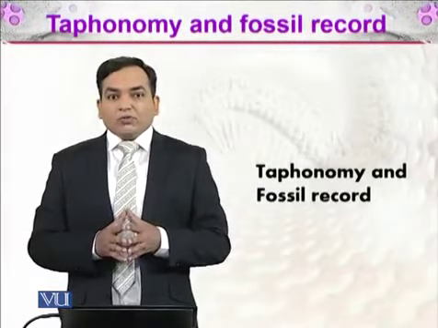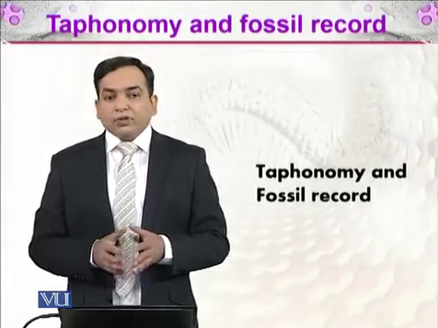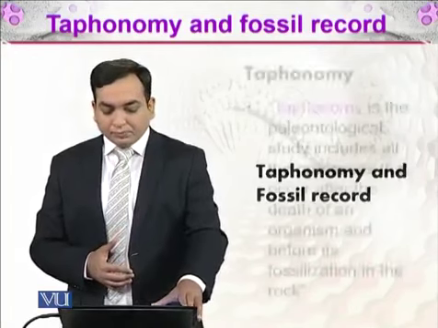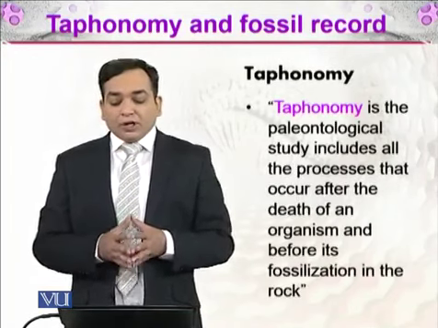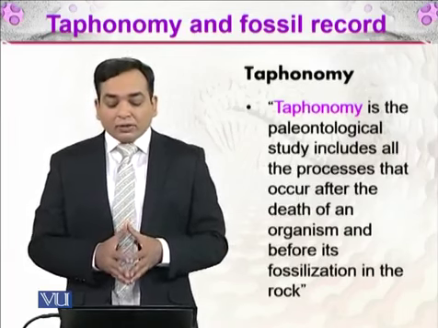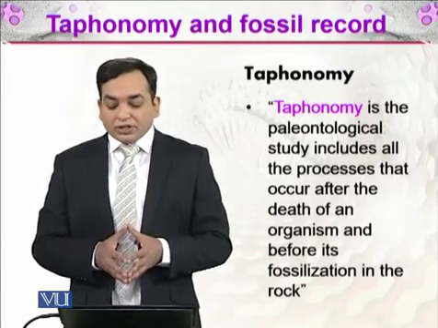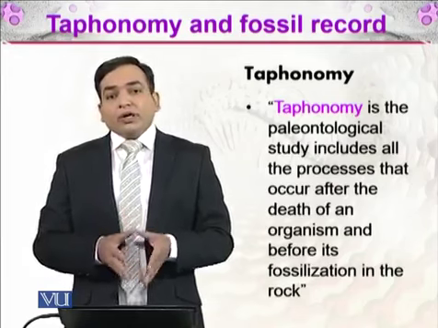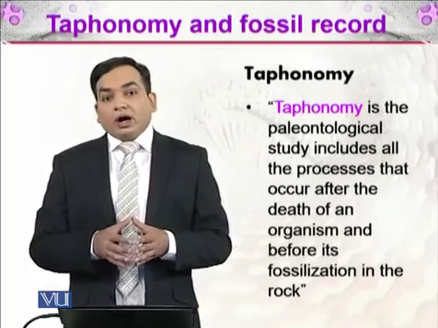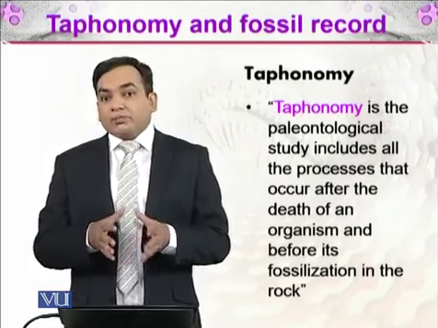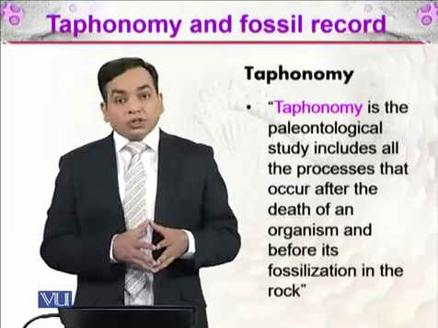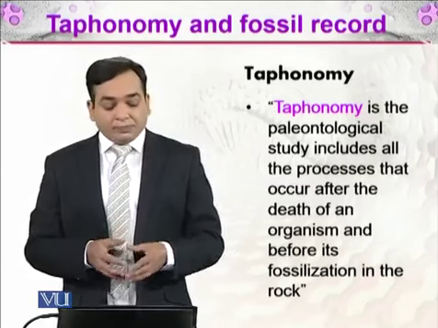Our today's topic is taphonomy and the fossil record, and in that we will be discussing what is taphonomy and what is the fossil record. Taphonomy is the paleontological study that includes all the processes that occur after the death of an organism and before its fossilization in the rock. So whenever an organism dies, there is a particular process involved, with changes after death, and we look at how that carcass or the remains of that organism change into the fossilized forms which we can see today.